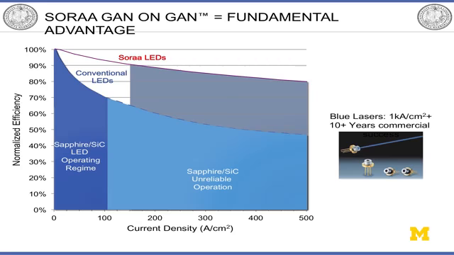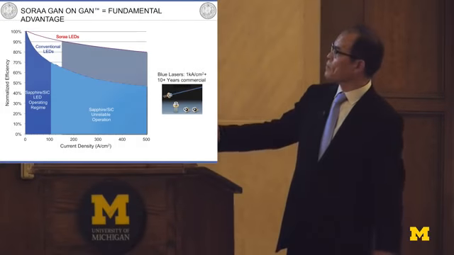So with conventional blue LEDs, when we increase the current, this shows the current density and the efficiency. With increased current density, efficiency becomes smaller. It's called the droop. This is an interesting problem. We cannot solve this problem.